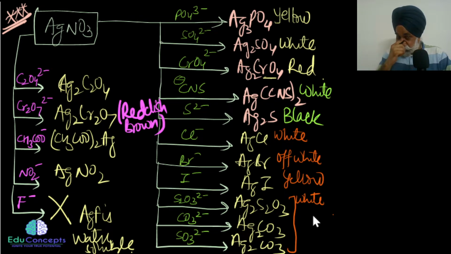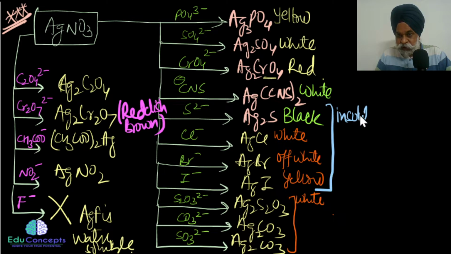Now from here there are a few things which you have to keep in mind, because the silver nitrate test is very important for precipitating these anions. You have to remember that most of these silver salts are soluble in acid, but these four, Ag2S, AgCl, AgBr, AgI, are insoluble in acid.